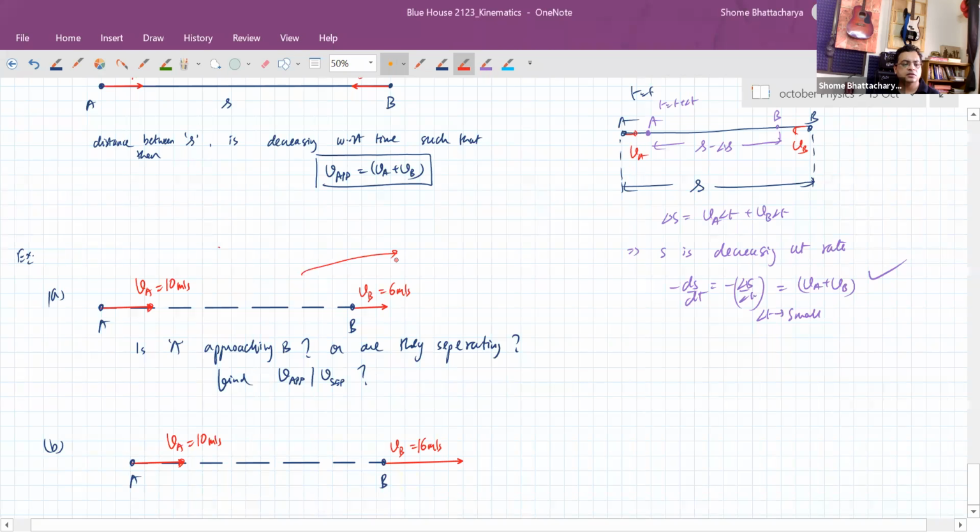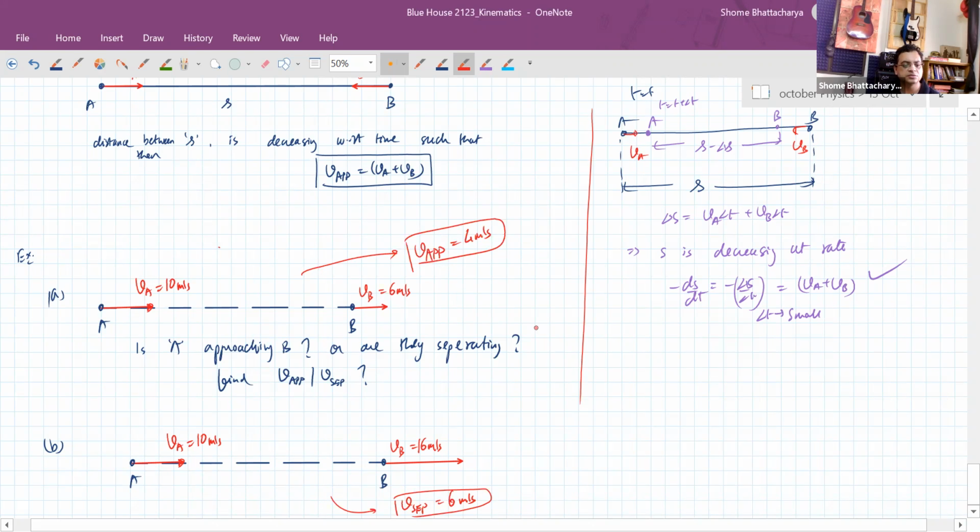So for this part, they will have an approach velocity of 4 meters per second. They are coming closer to each other at that rate. For this part, they will have a separation velocity of 6 meters per second. You can just visualize this kind of situation that I've drawn on this side to understand why they are approaching or why they are separating.